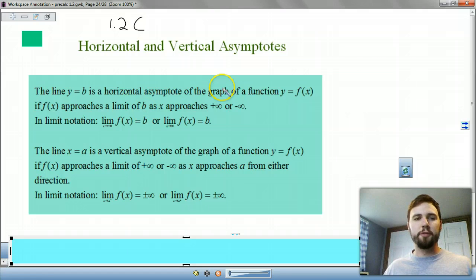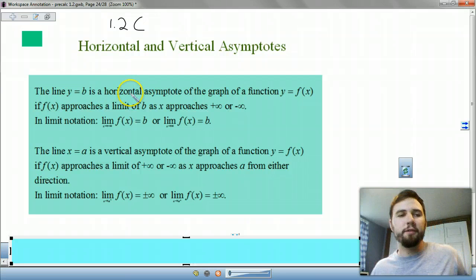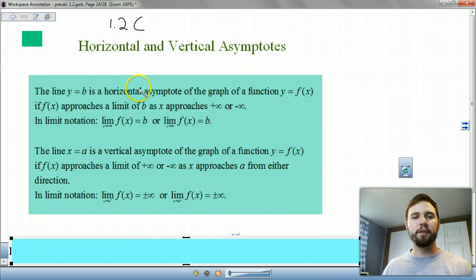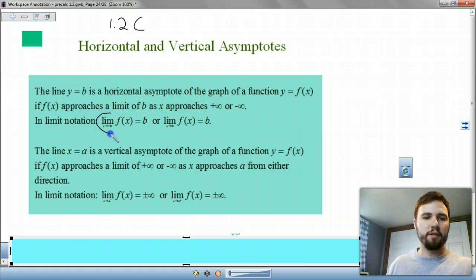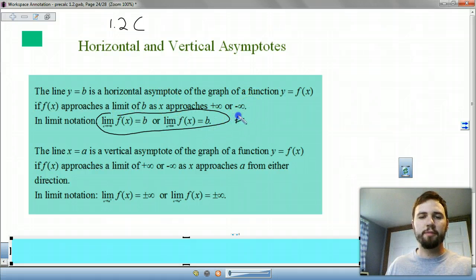Let's talk about asymptotes. Okay, the line y equals b is a horizontal asymptote of the graph of the function y equals f of x if f of x approaches the limit of b as x approaches infinity. What you guys need to understand is this is your horizontal asymptote.